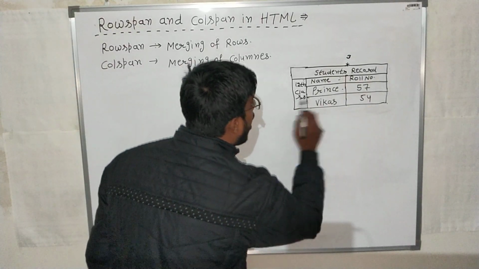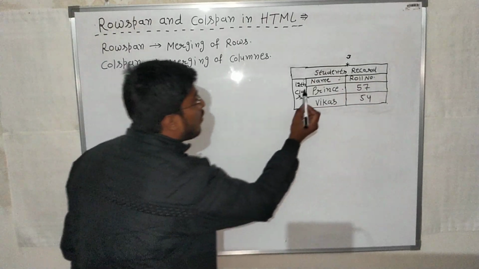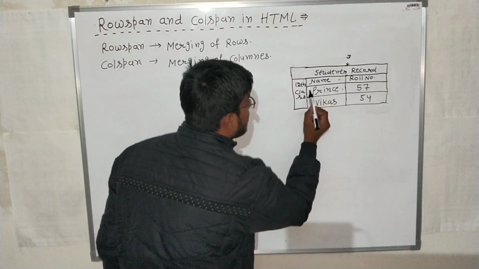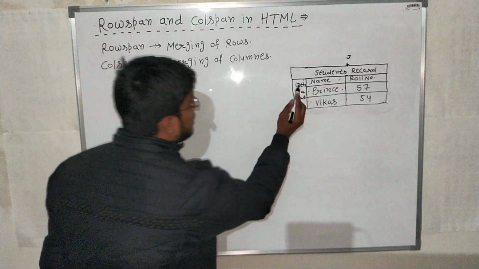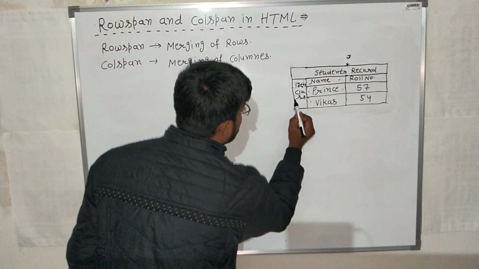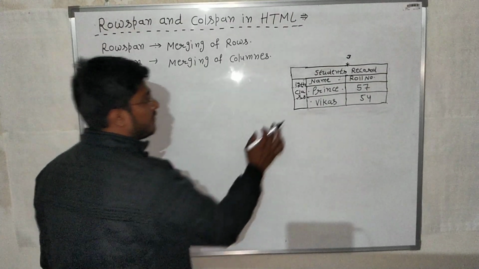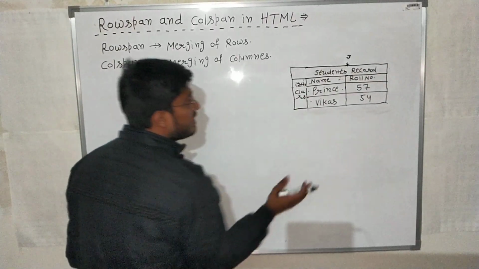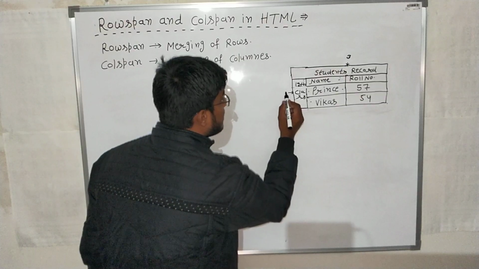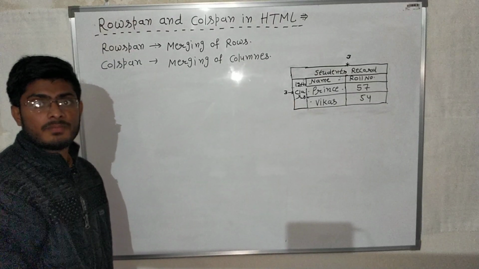This is the merging of how many? This is the merging of three rows, that is the first row, second row, and the third row. If we merge them like that, now it is merging of three rows. So it has three rowspan, friends.